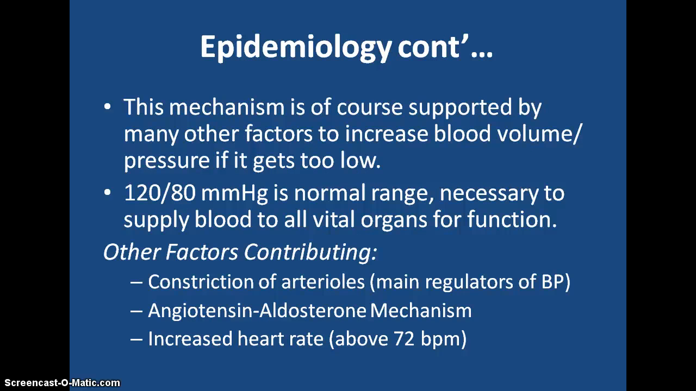The mechanism is of course supported by many other factors to increase blood volume and pressure if it gets too low in a sudden event. 120/80 millimeters of mercury is a normal blood pressure necessary to sustain life and maintain blood flow to all vital organs. Other factors contributing to this are constriction of arterioles, the angiotensin-aldosterone mechanism, and an increased heart rate.